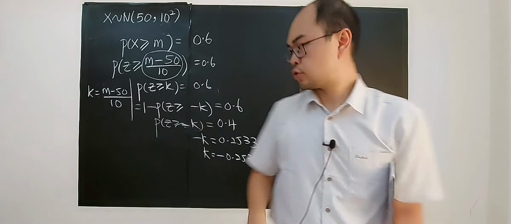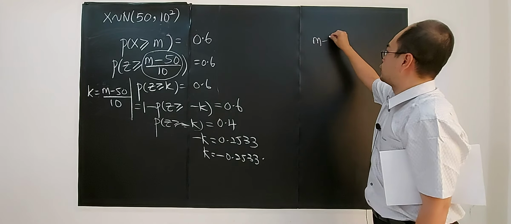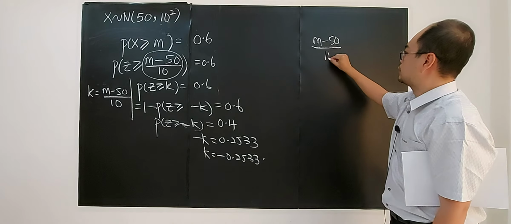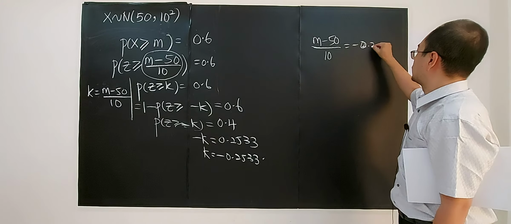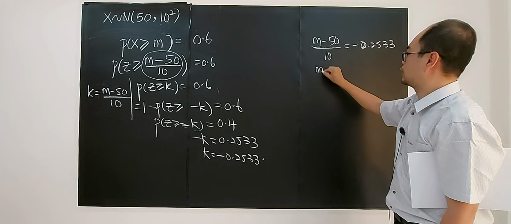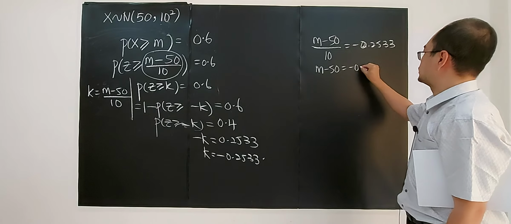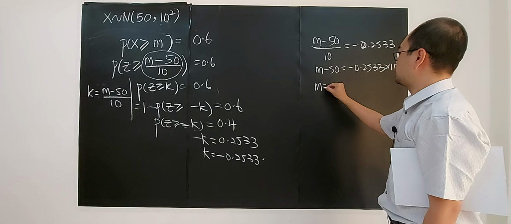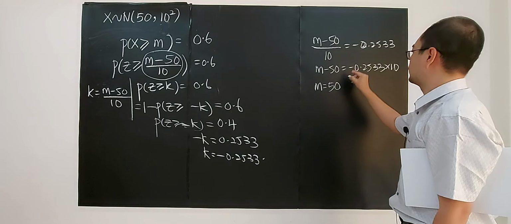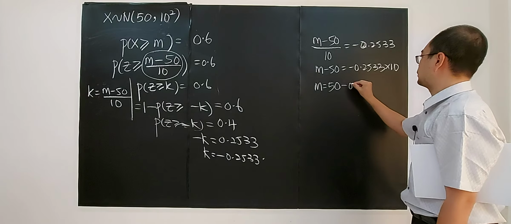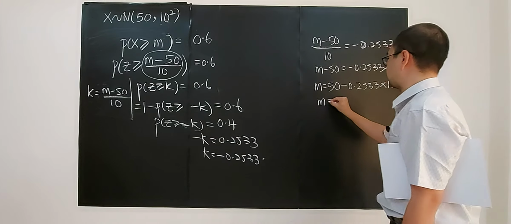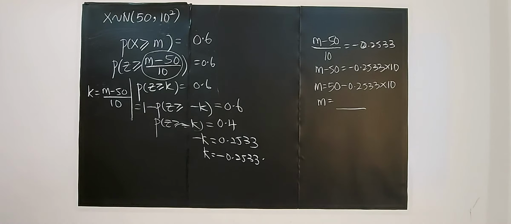So from here you can find the marks, right? The passing marks here. The most important is the passing marks. So we equate (m minus 50) over 10, which is k, equals negative 0.2533. So m minus 50 will be negative 0.2533 multiplied with 10, and m will be positive 50 plus negative 0.2533 multiplied with 10.